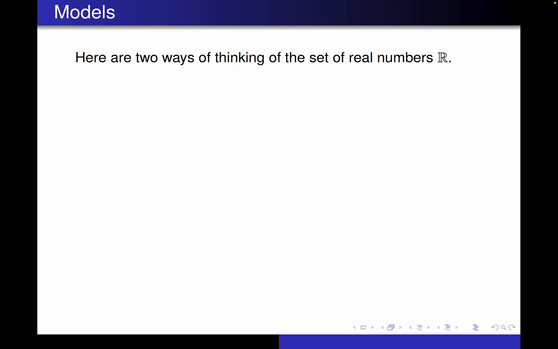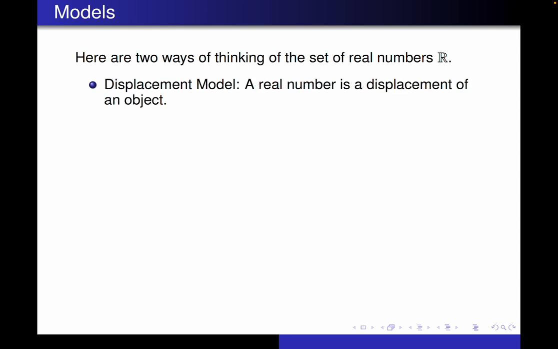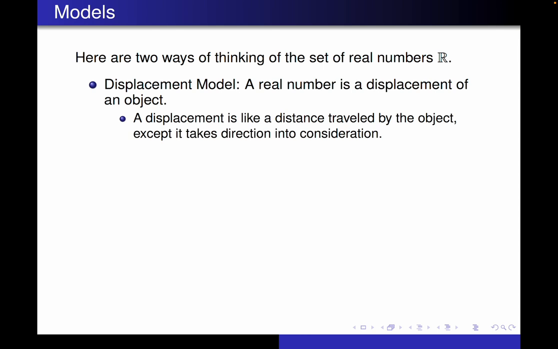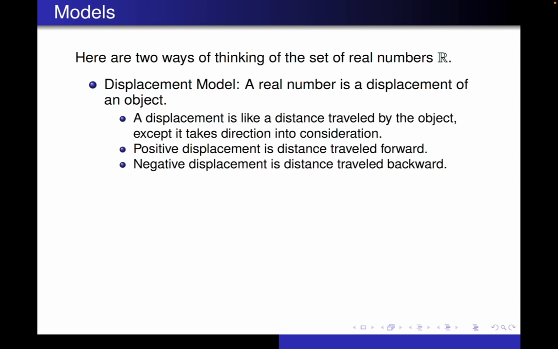So here are two ways of thinking of what the set of real numbers is. The first I call the displacement model, and here we're thinking of a real number as a displacement of an object. And what I mean by displacement here, it's kind of like distance, except it takes direction into consideration. There are two directions, forward and backward. Forward indicates positive displacement, backward gives us negative displacement, so that gives us the positive real numbers and the negative real numbers.